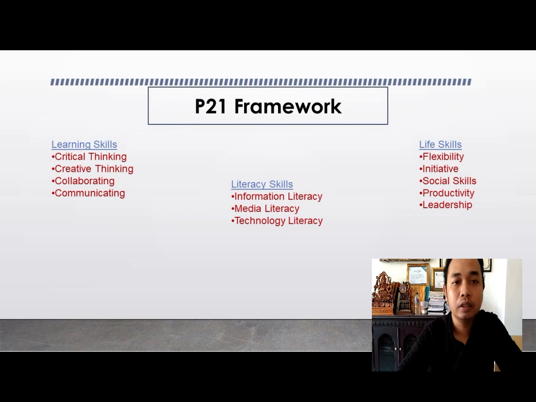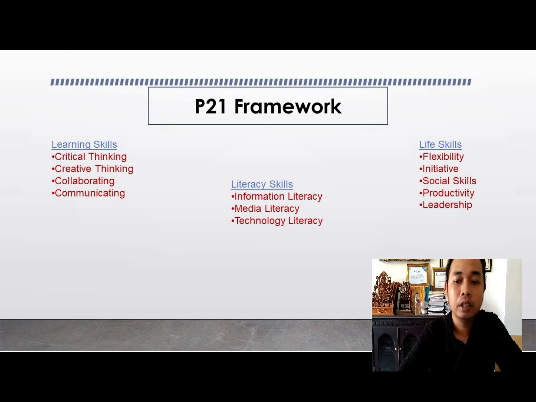And the literacy skills provide information literacy, media literacy, and also technology literacy. So the students need to be able to know about the sources, or where they can get the data from various media, like the internet, journals, or videos provided on YouTube or other streaming channels.